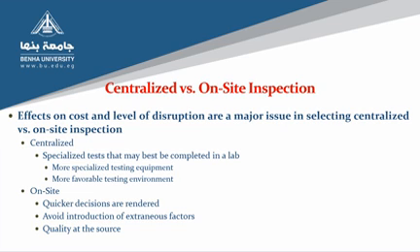Centralized versus on-site inspection. Some situations require that inspections be performed on-site. For example, inspecting the hull of a ship for cracks requires inspectors to visit the ship. At other times, specialized tests can be best performed in a lab. For example, performing medical tests or analyzing food samples, or testing metals for hardness.